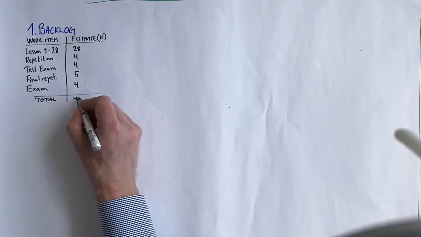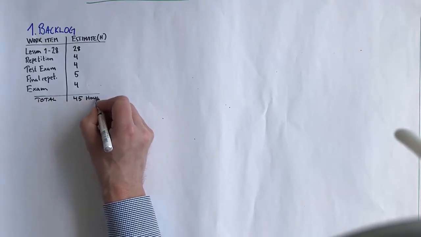Then we have the repetition at 4 hours, test exam 4 hours, final repetition 5 hours, and the exam is going to take you about 4 hours all in all. Even if the exam time is 2.5 hours, there's some time before and after. So that all comes out at 45 hours.